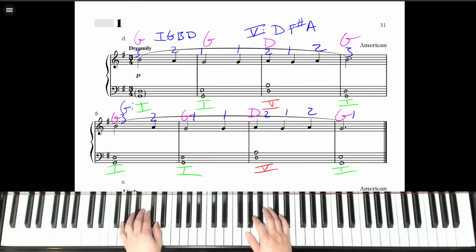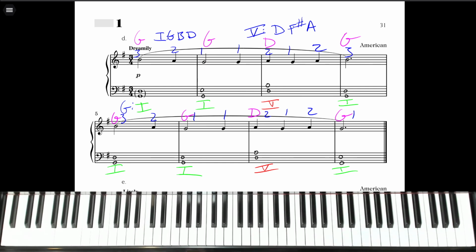1, here we go. 1, 2, 3, 1, 2, shift up. 1, 2, shift back down. 1, 2, 3. 1, 2, 3, 1, shift back up. 1, shift back down. 1, 2, 3.